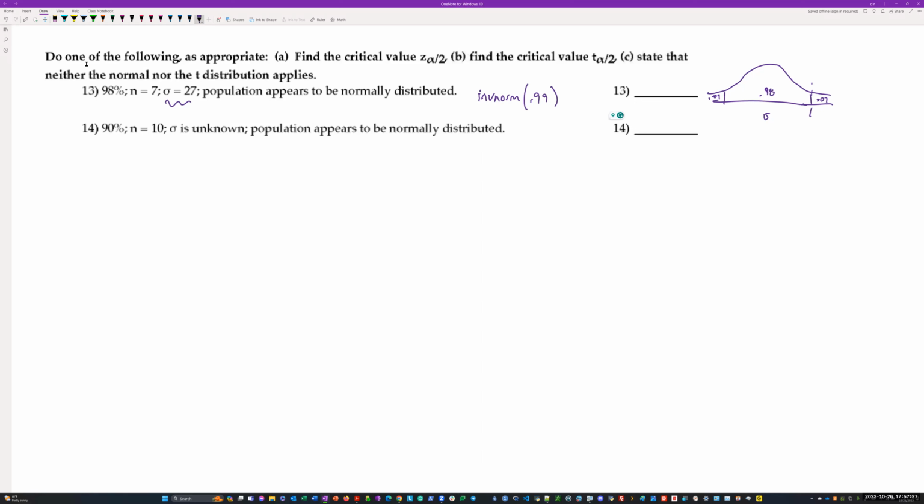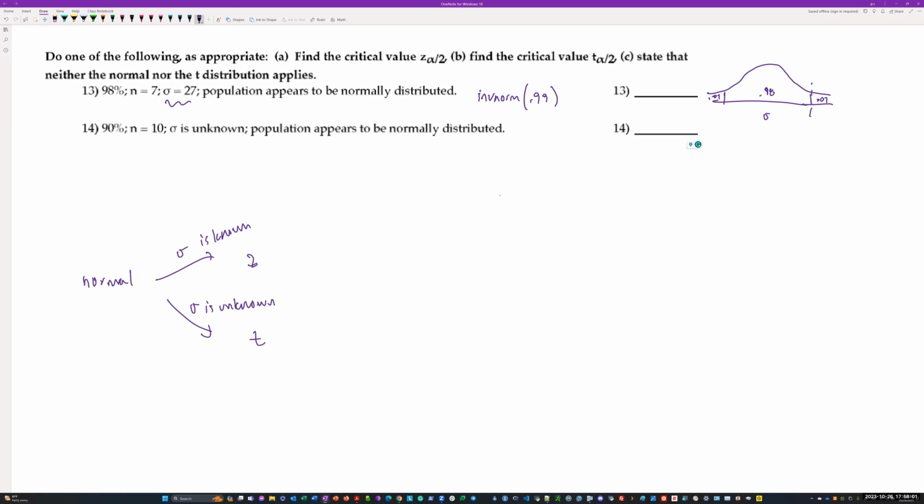All right. Now, this one says n equals 10, sigma is unknown, population appears to be normally distributed. Again, we can only do any of this if we think it's normal. Sometimes you think it's normal and you know what sigma is. Then you can do Z. Sometimes you think it's normal and sigma is unknown. Then you have to do T. Does that make sense?